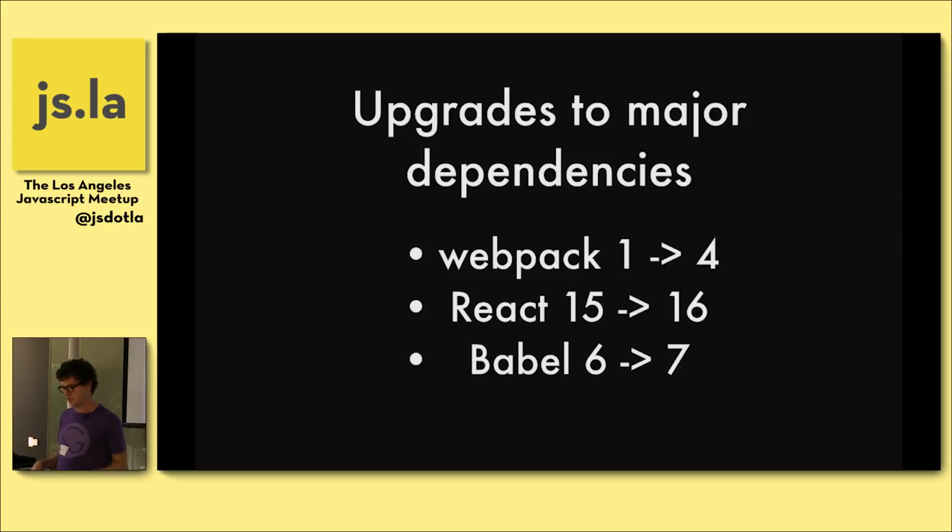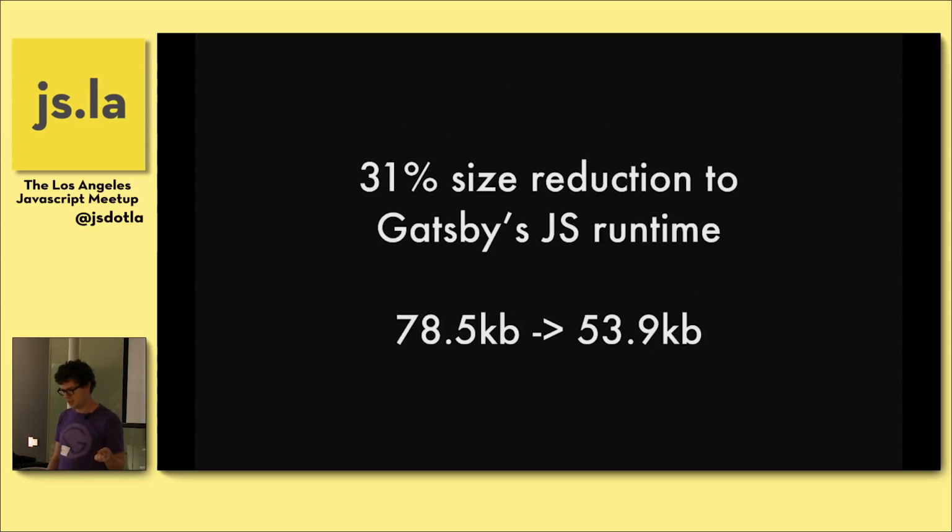So what's in v2? We did some upgrades to major dependencies. We went from Webpack 1 to 4, React 15 to 16, Babel 6 to 7. And we did a lot of optimizations around Gatsby's default runtime, so now we've dropped that down to 53 kilobytes.